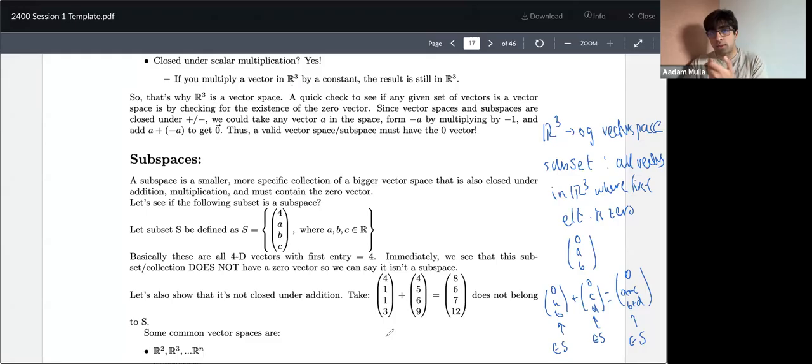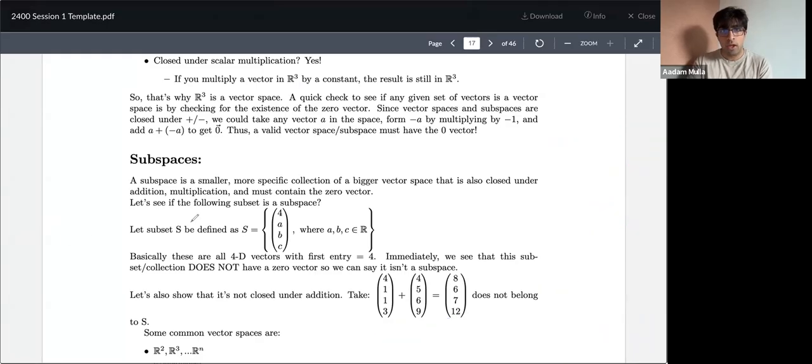Let's see if it's closed under scalar multiplication. If I take some constant times 0, a, b, I end up with 0, something, something. As long as my first element is 0, I'm still in the subspace. So it looks like this subset is actually a subspace. Check. Okay, we'll do more examples.